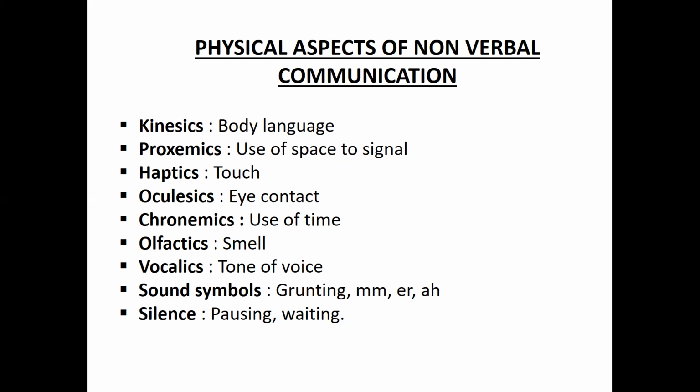Oculesics is about eye contact. Chronemics is about usage of time. Olfactics is about smell. Vocalics is tone of voice. Sound symbols include grunting and other symbols. Silence, pausing, and writing.